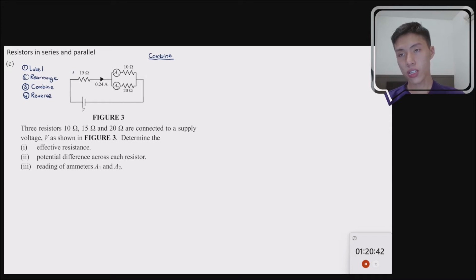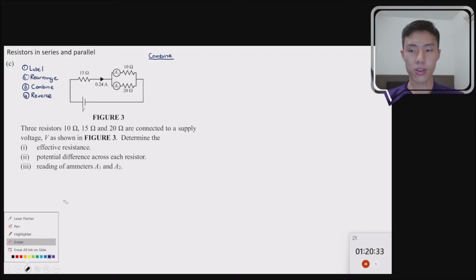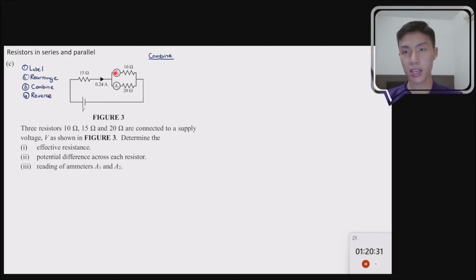Okay, so I'm going to call this R1. If they call these A1 and A2, we'll try to follow. They already tell us that this is A1, this is A2, so maybe I'll just call it R1 so that it matches the subscript better. R1 and R2, and this will be R3. So I'm going to combine R1 and R2 in parallel first. Afterwards, I'll combine R12 with R3 in series. So the diagram should be something like this.